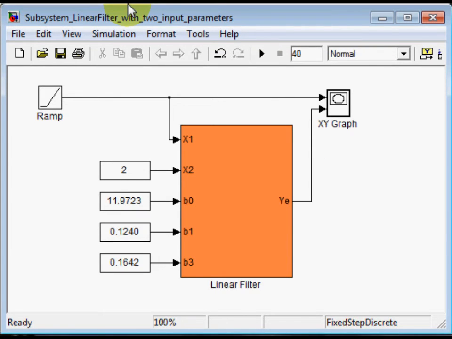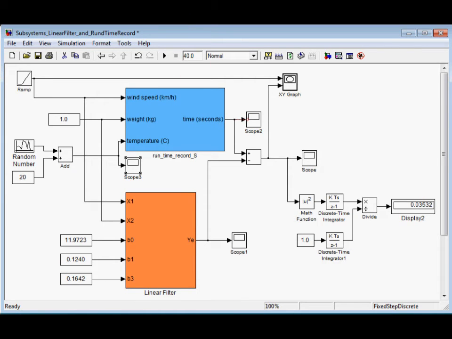Let's combine these two blocks, the physical function and the estimation model, in order to see the behavior of the error, I mean the estimation error. Here you see both blocks in action: the physical function at the top in blue and the estimation model in orange at the bottom.